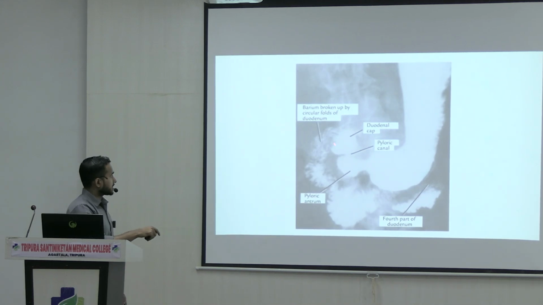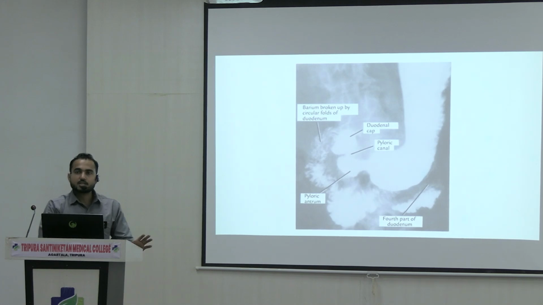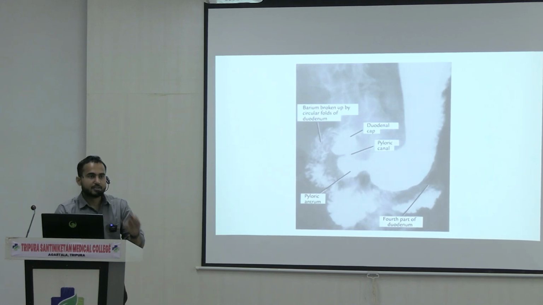Next, this is very important. This is also called the duodenal cap. What is this duodenal cap? It is the first part of the duodenum. Due to the unique geometry of the first part of the duodenum, when the barium flows through it, it appears as a cap-like structure, which is normal. If the duodenal cap appears in the X-ray image, that means it is normal.